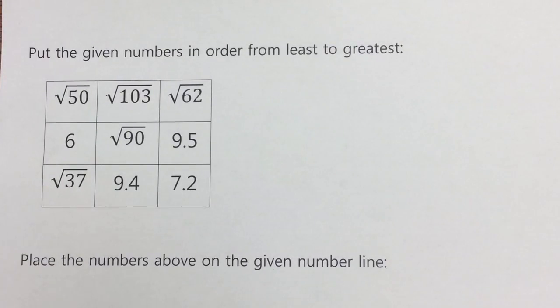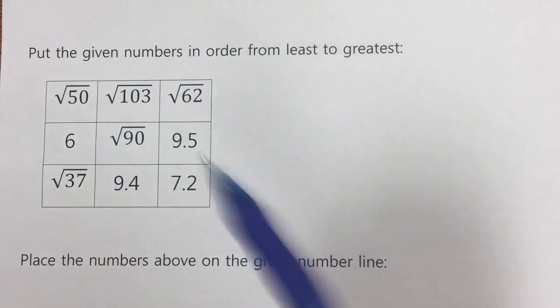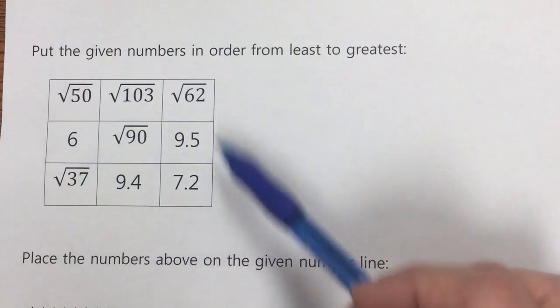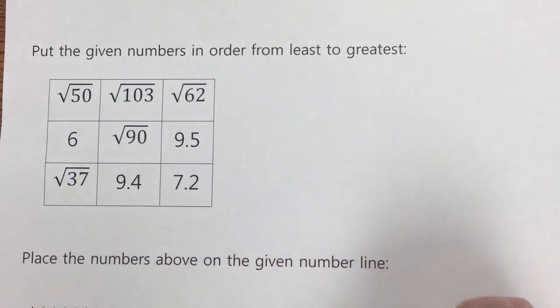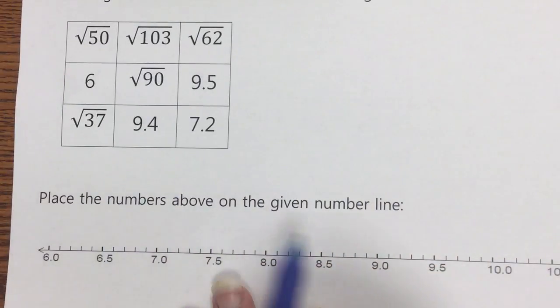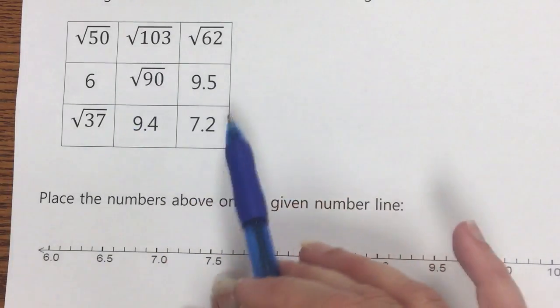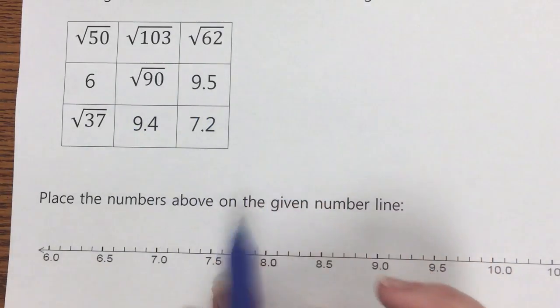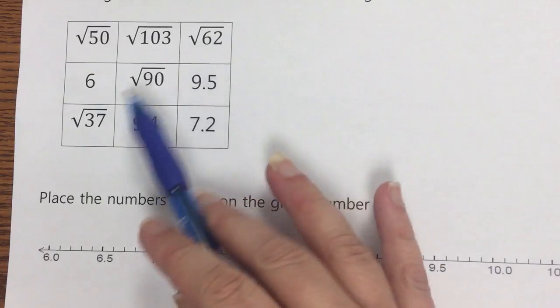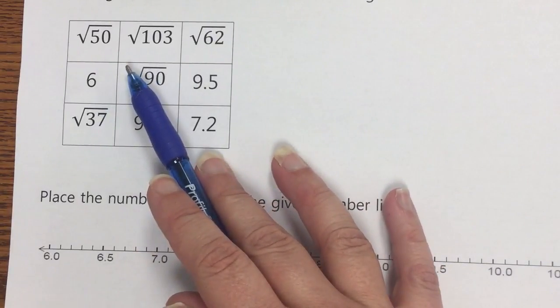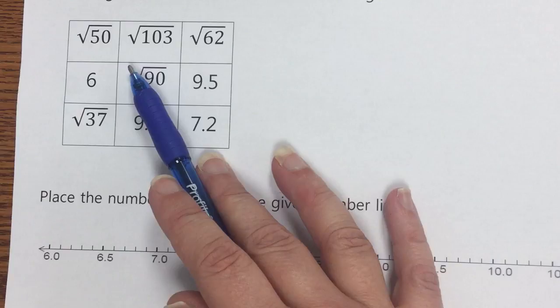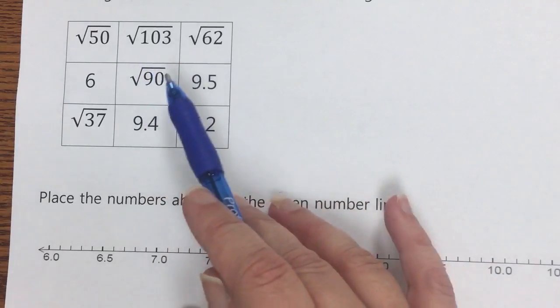I wanted to go ahead and look at this class starter that I gave you guys to work on. First of all, we have to put all of these numbers in order from least to greatest. I've given you a number line with tenths marked out, so like 6, 6.1, 6.2, 6.3, and so on. Before we can put them in order and before we can place them on the number line, we need to first estimate what the square root of 50 would be, and the square root of 103, and so on.